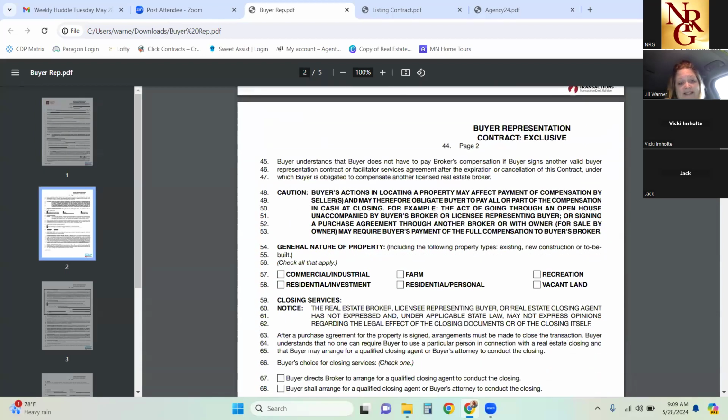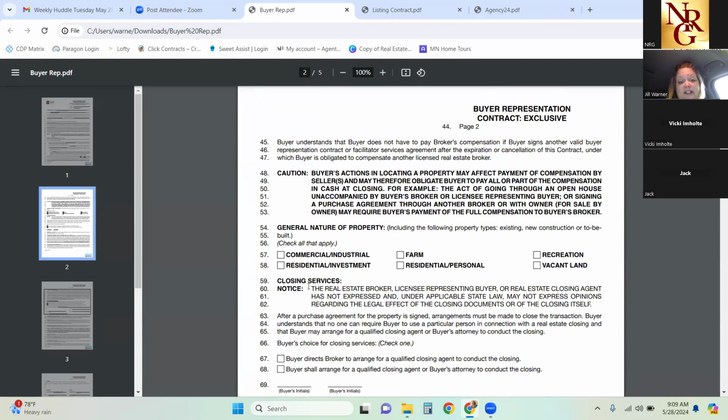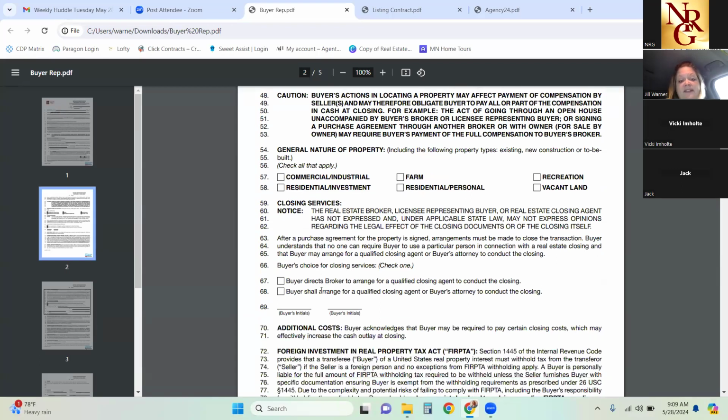I'm going to move down here. Basically, depending on what kind of property you're showing them, 57, 58, you want to check the appropriate boxes there. And then this is the part where I go over with them on 67 and 68. I'm going over with them, do you want me to help you find a title company for closing? What does that mean? So I'm going over that process with them as well.